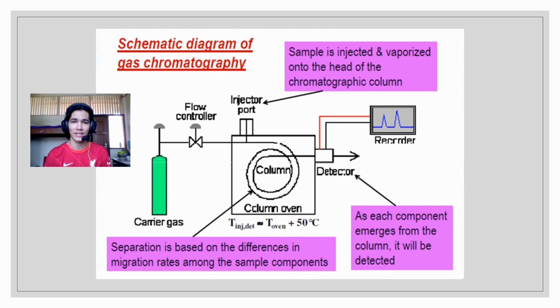This is the schematic diagram of gas chromatography. It will start at the carrier gas, move on to the flow control and then into the injector port. At the injector port, the sample is injected and vaporized onto the head of the chromatographic column, where inside the column, the separation is based on the difference in migration rates among the sample components. Next, into the detector, as each component emerges from the column, it will be detected into the recorder.